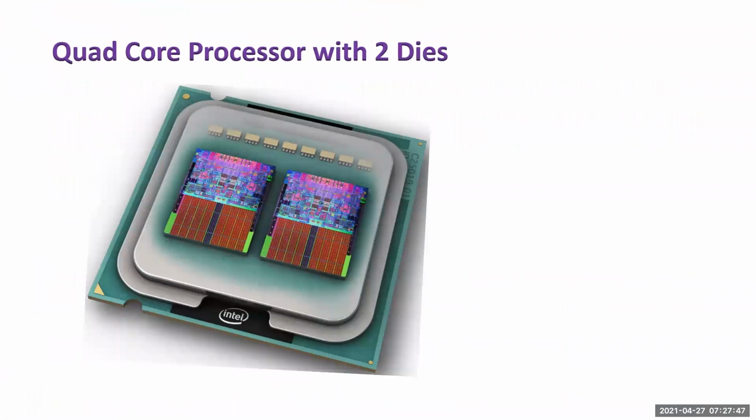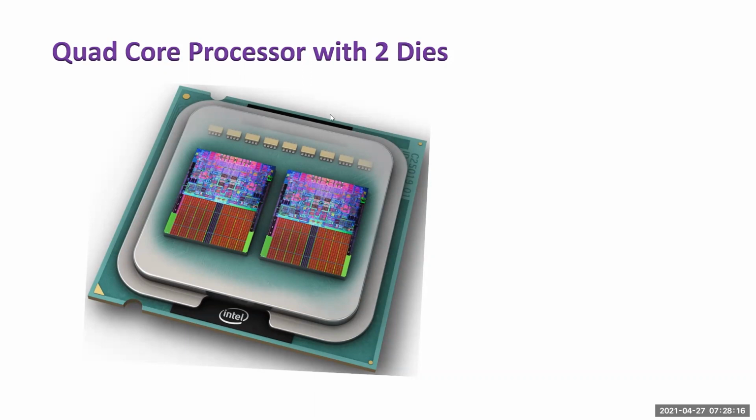What is this, sir? Processor. This is a processor. Can you tell me how many cores we have on this processor? Four. This is a quad core system, guys.